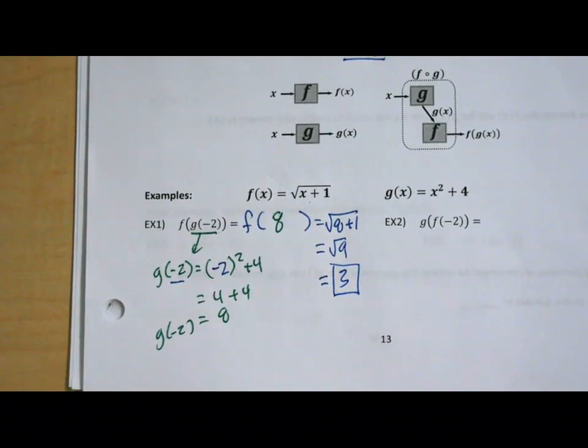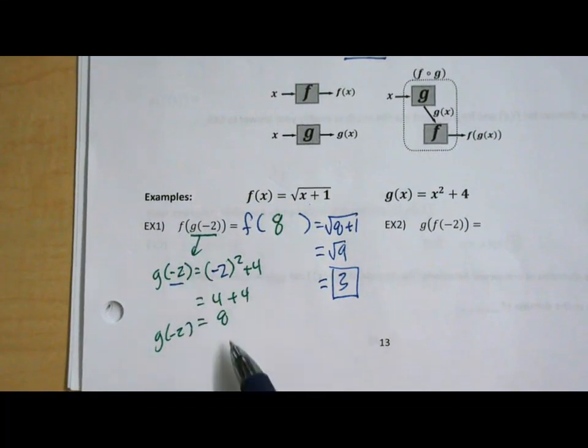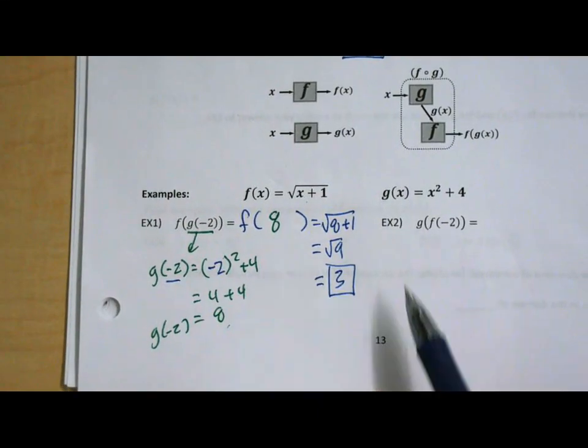And keep in mind, what did we do? This is taking an input of negative 2, sticking it into the g function, which gave us 8, and then that becomes our input for the f function, which gave us 3.